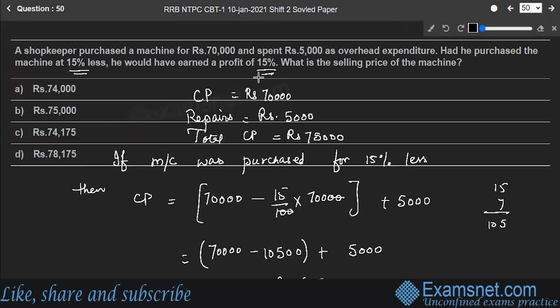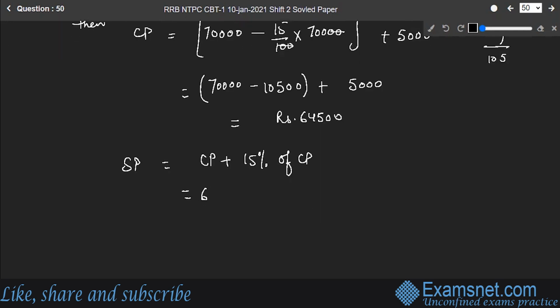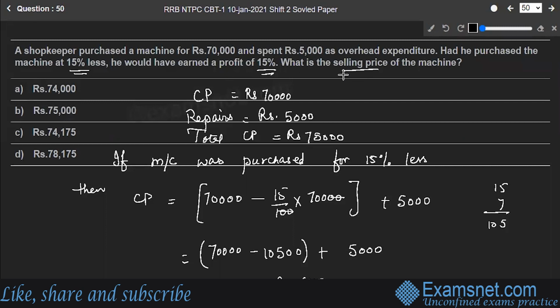He would have earned a profit of 15%. So the selling price, if he would have earned the profit of 15%, selling price will be cost price plus 15% of cost price. That means 64,500 plus 15% of 64,500. Solving this whole, you will get rupees 74,175. So this is the selling price of the machine. This is asked, and we have option C as the correct answer. Hope you understood this. Let's move to the next question, number 51.